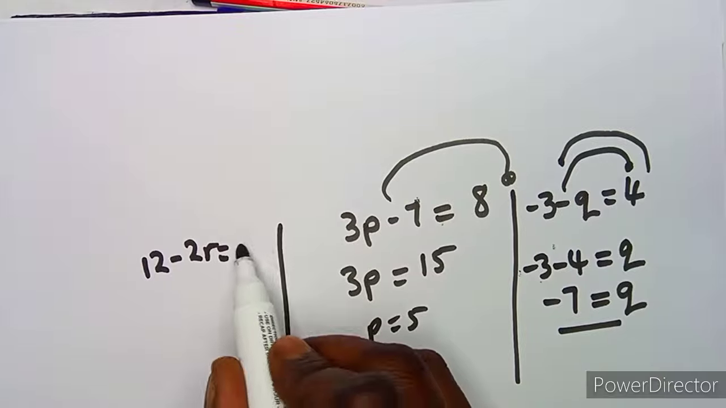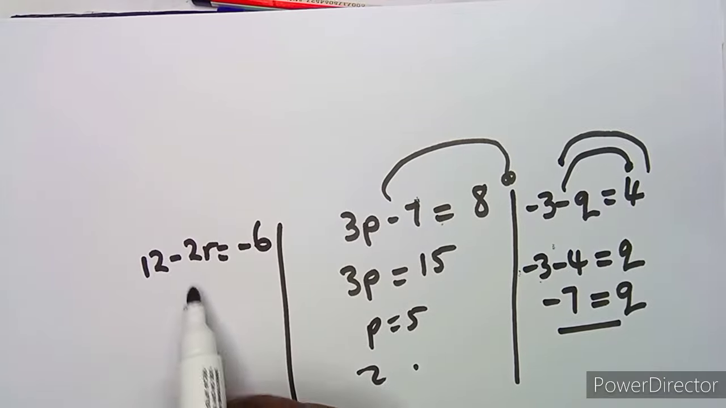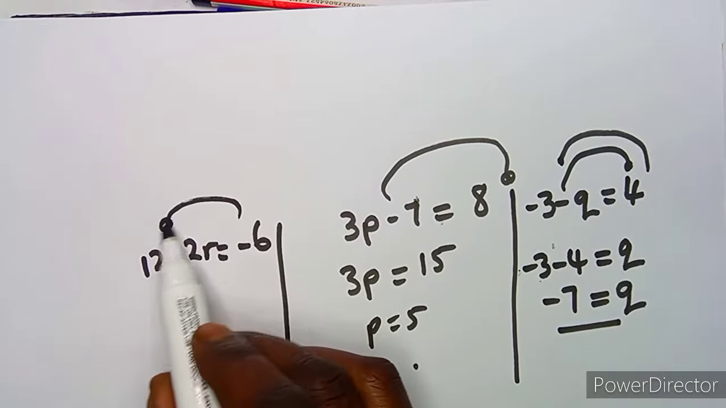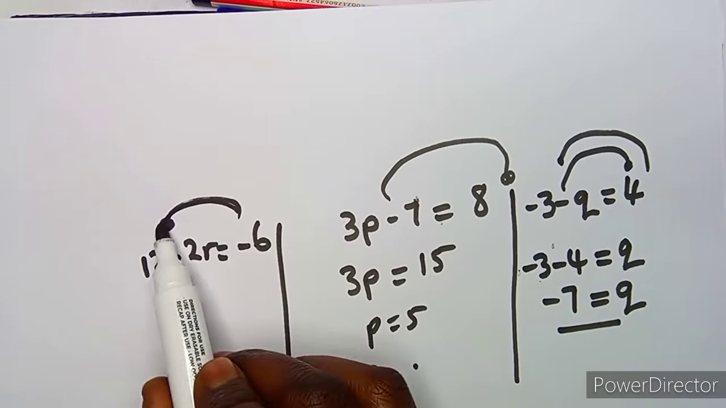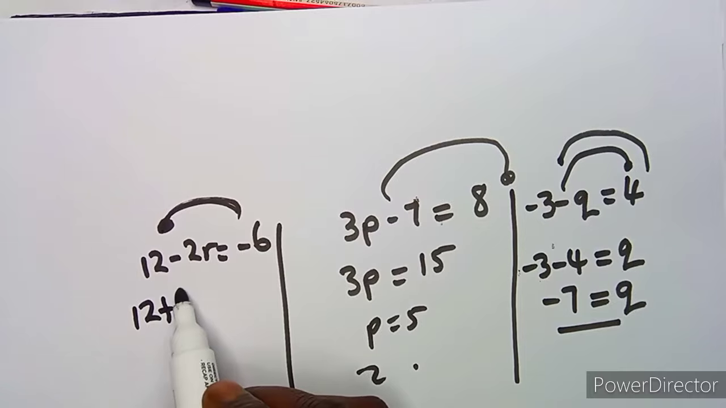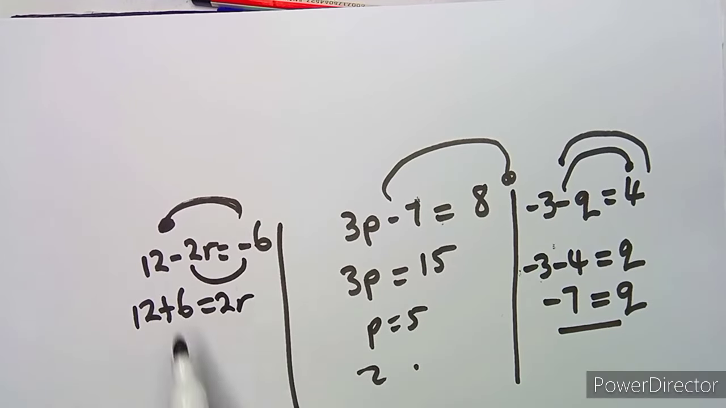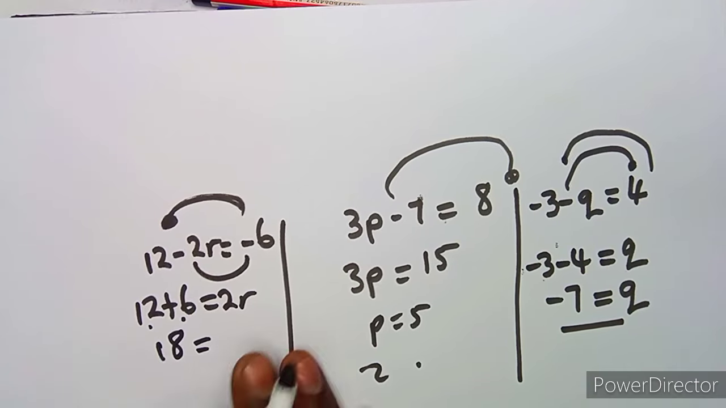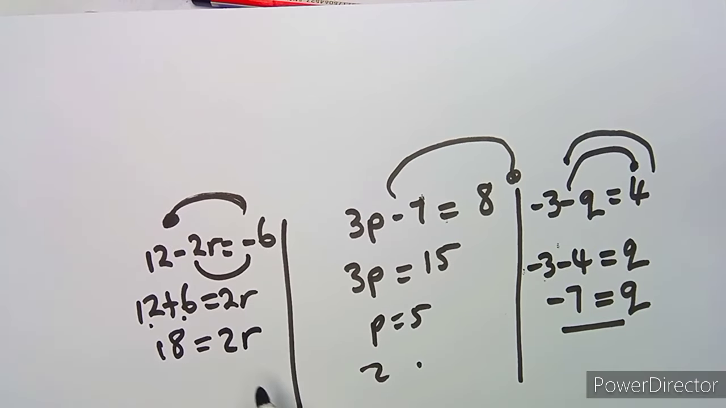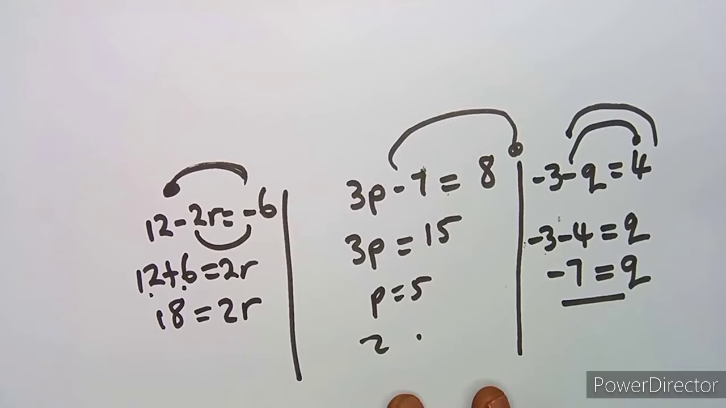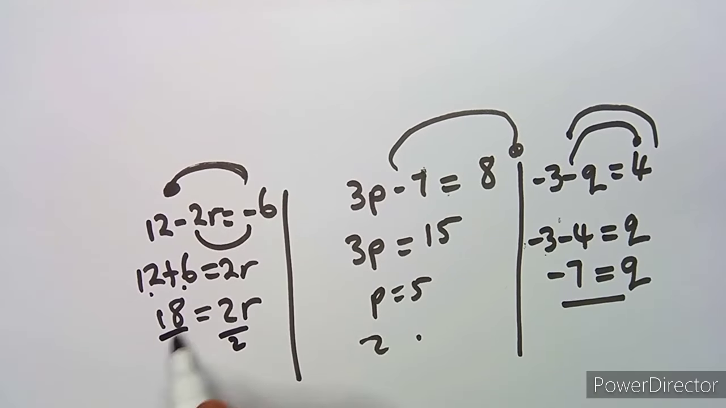12 minus 2r is equal to minus 6. So to avoid negative numbers, take this: 12 plus 6, which is equal to 2r. This one is going to be positive because it was minus. So this is going to give us 18, and this one gives us 2r there. Okay, so you can divide by 2, which is going to give us what? 9. So your r is going to be 9.